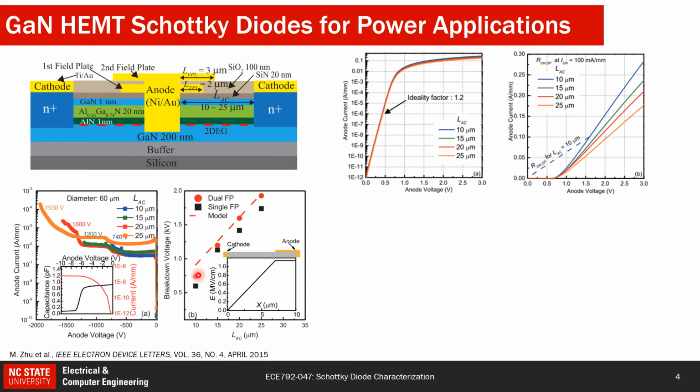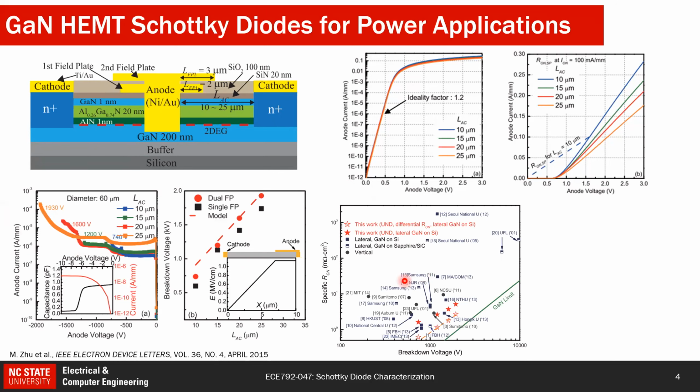From their simulation, they found the maximum critical electric field they achieved in their devices was around 1.5 megavolt per centimeter. Here they compared their device results with the gallium nitride material's theoretical unipolar limit, and they are very close to the material limit.